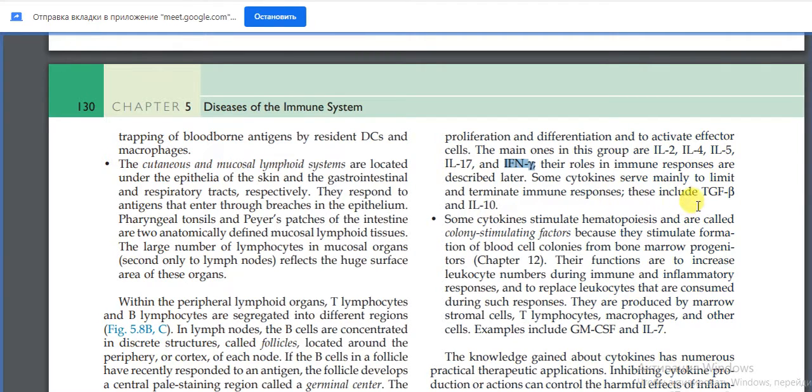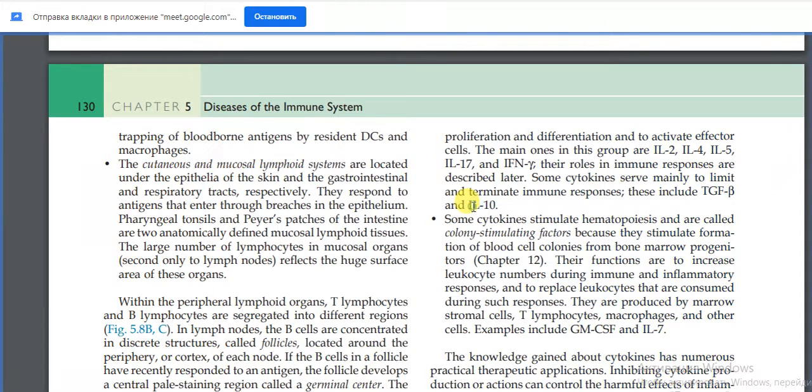Some cytokines serve mainly to limit and terminate immune responses. So TGF, I remind you, is transforming growth factor, which is produced by macrophages in the alternative pathway of macrophage activation. Also interleukin 10, which is expressed in chronic inflammation, you remember. In these cases we depress the immunity a little in this area because we understand that we cannot handle it, or it might be in a full resolution period, so interleukin 10 is also produced.